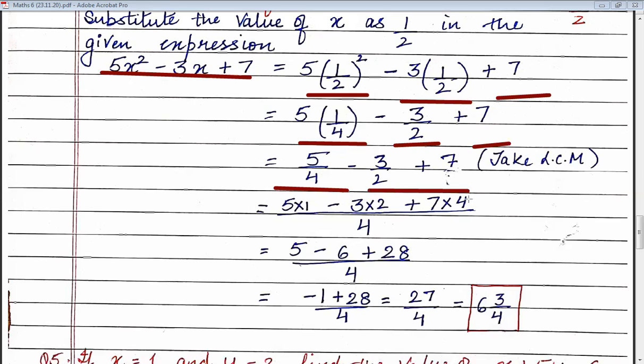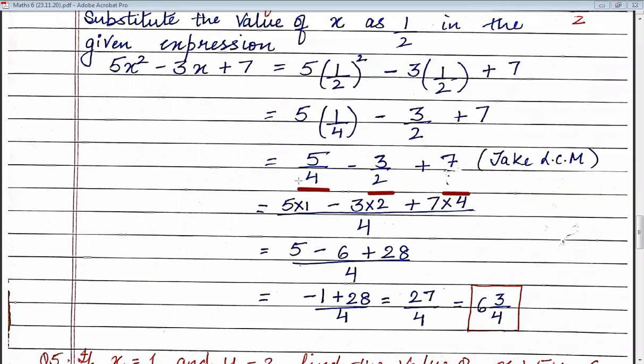Now children, you all know that whenever we are dealing with fractions, we have to take LCM. Now children, the LCM of 4 and 2 is 4. If you find the LCM of 4 and 2, you will get 4. So now you have to make all the denominators as 4.